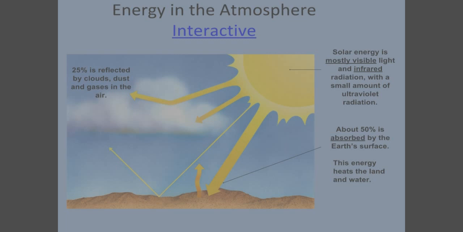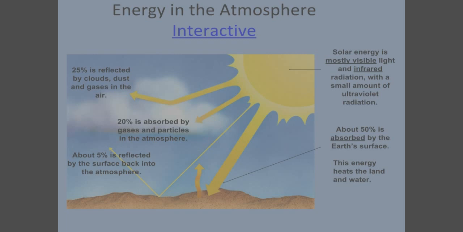Of that 100% of light that comes from the sun, after that 50% is absorbed, 25% gets reflected by the clouds and dust and gases in the air. For example, think about wearing a white t-shirt. That t-shirt reflects the light on a hot summer day, and you don't feel nearly as hot as you would wearing a black t-shirt. About 5% of that light is reflected by the surface back into the atmosphere. And the last 20% is absorbed by gases and particles in our atmosphere. This makes up 100% of the sun that comes in.